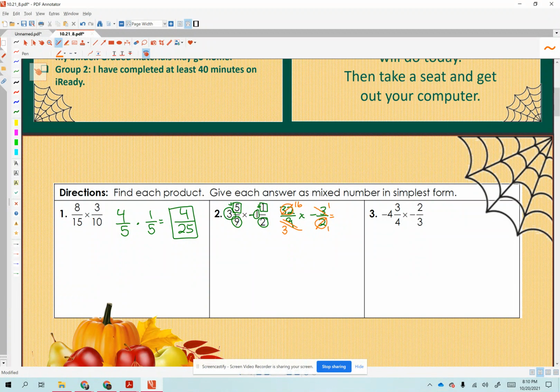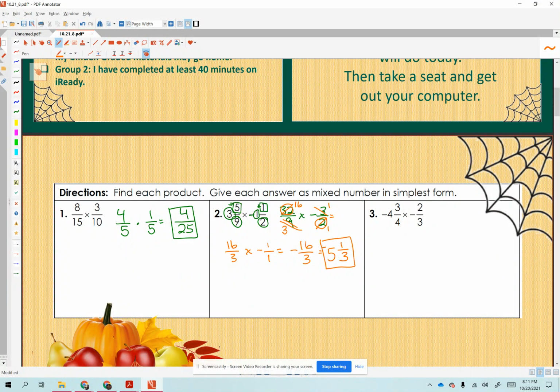We have 16/3 times negative 1/1, which would give me a negative 16/3. And then I simplify that by dividing negative 16 by 3, which will go 5 times with 1/3 left over. So negative 5 and 1/3 is my final answer.